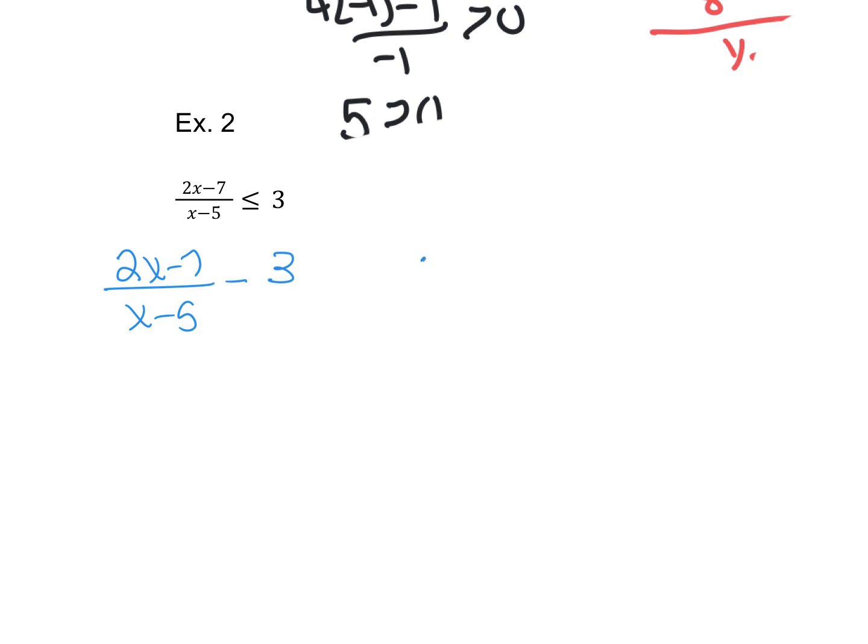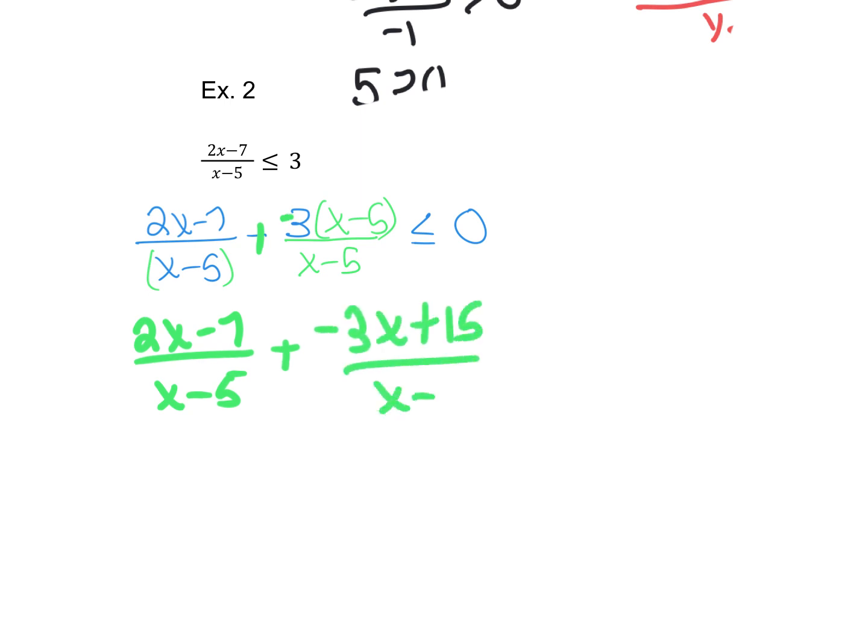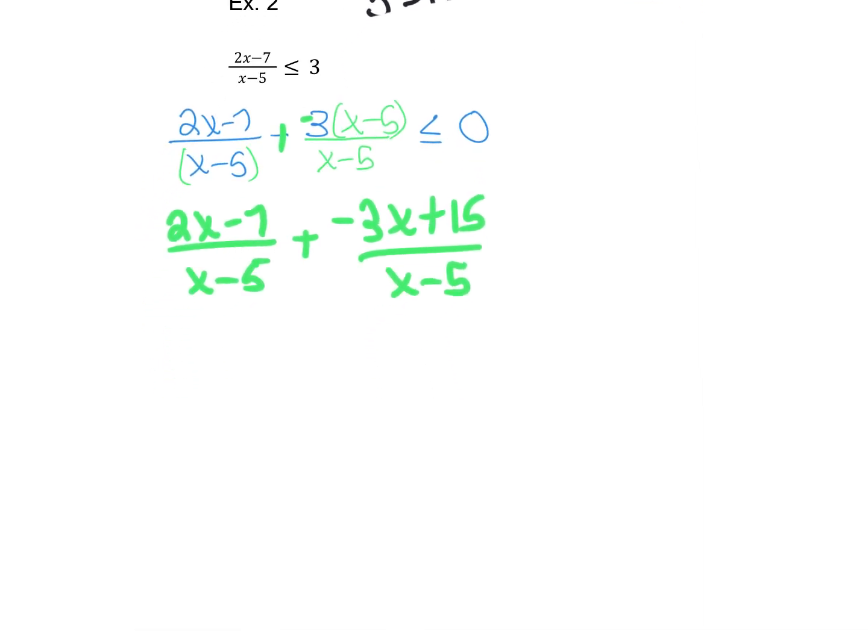Where are we at? We are at less than or equal to 0. I'm leaving out a little bit of space there because I want to be able to do my common denominator. I have an x minus 5 in this denominator, which means I also need an x minus 5 in this denominator. Then we are going to have (2x minus 7) over (x minus 5) plus (negative 3x plus 15) over (x minus 5). Let's put our factors together here.